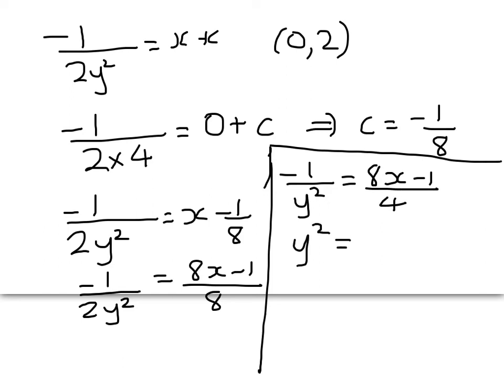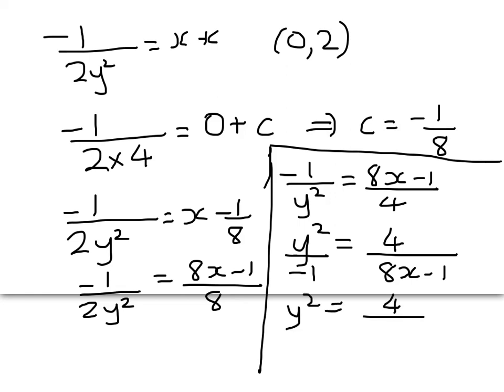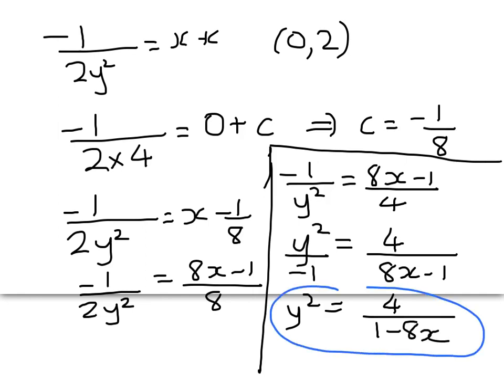So y squared over negative 1, doing this very slowly, is equal to 4 over 8x minus 1. So y squared is equal to 4 over 1 minus 8x. So we're almost done. Okay, the last thing I need to do is to take square roots of both sides. I'm going to try and squish that in on here. Sorry about the squishing, but there you go.